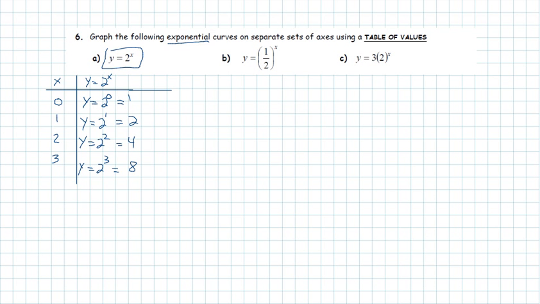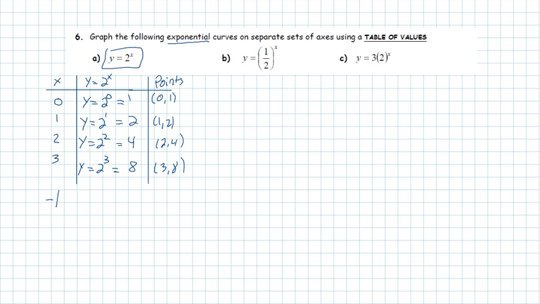So what are my points? My points are (0, 1), (1, 2), (2, 4), and (3, 8). Let's see if my 11C's still remember this. What if I have negative 1 as my x value?